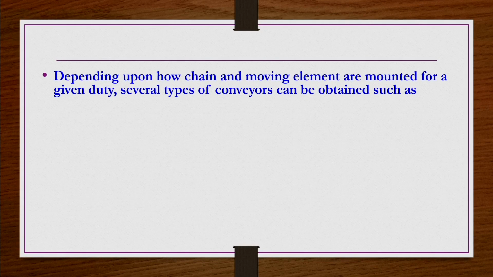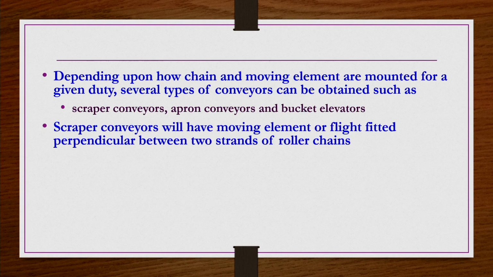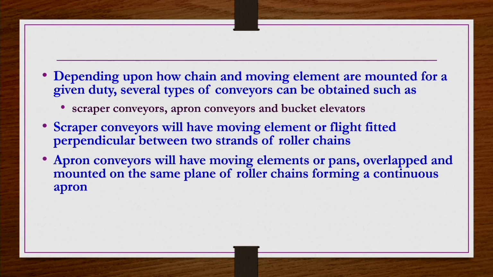So, depending upon how the chain and moving element are mounted for a given duty, several types of conveyors can be obtained, such as scraper conveyors, apron conveyors, and bucket elevators. Now, we see individual details of these conveyors. Scraper conveyors will have a moving element or flight fitted perpendicular between two strands of roller chains, whereas apron conveyors will have moving elements or pans overlapped and mounted onto the same plane of roller chains, so as to form a continuous apron.